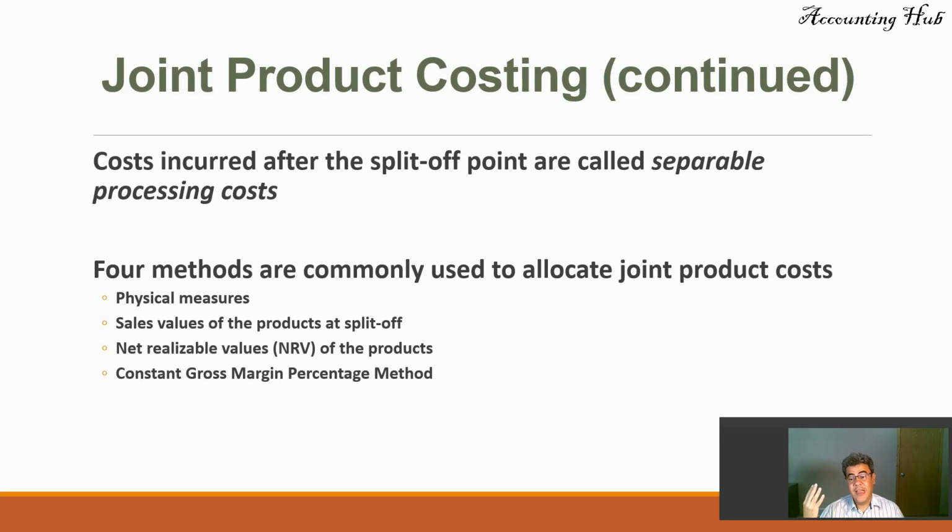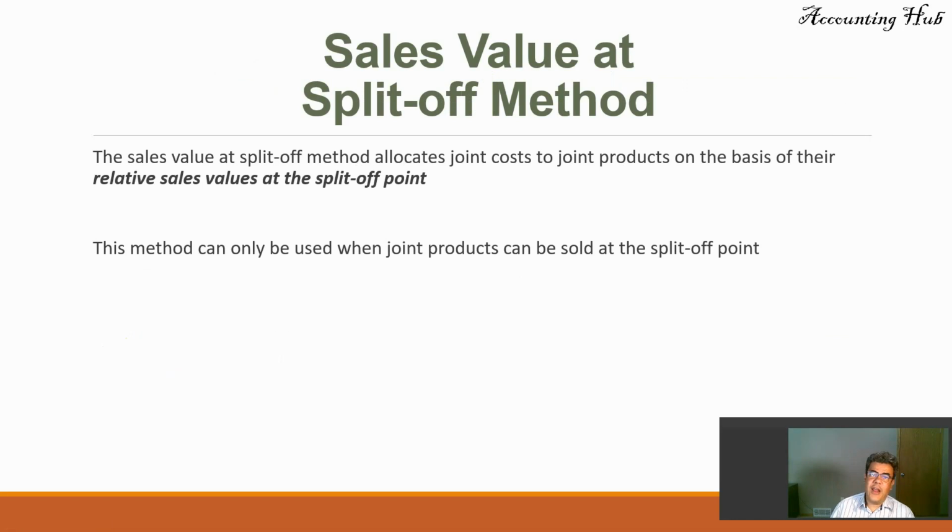So we have four videos about this topic, and the other three videos are in our video description. Physical measures, our topic today, sales value of the products at split off, net realizable values, and constant gross margin. The sales value at split off method allocates joint costs to joint products on the basis of their sales value. This method can only be used when joint products can be sold at the split off point.